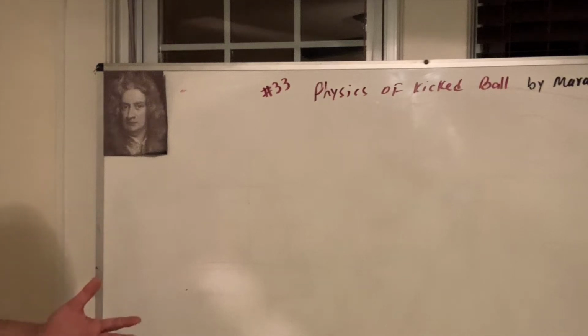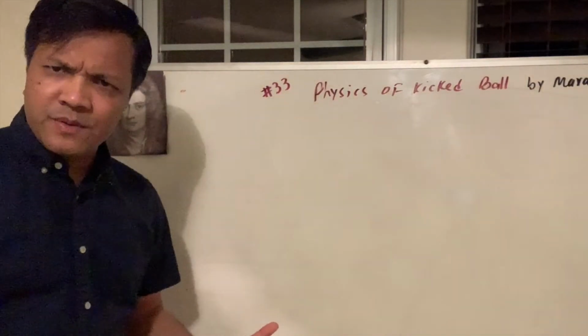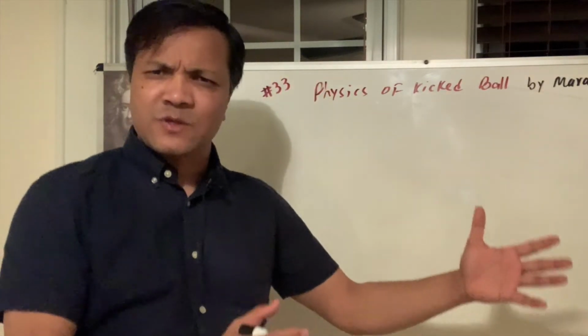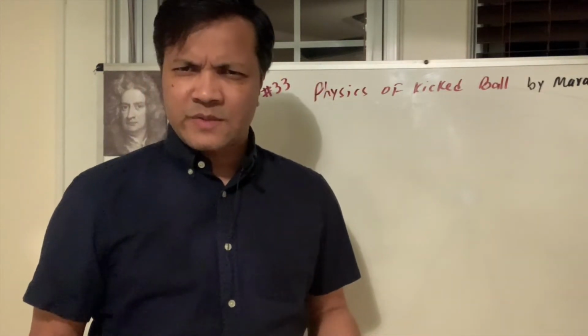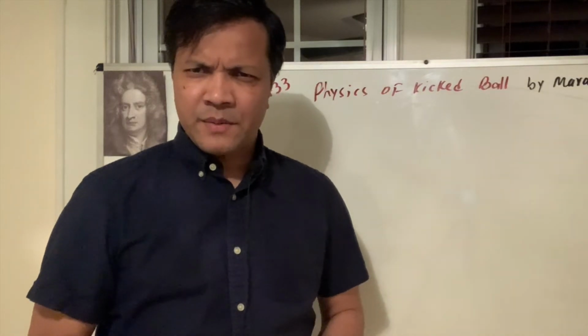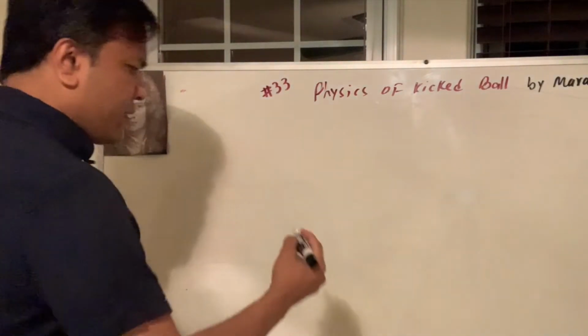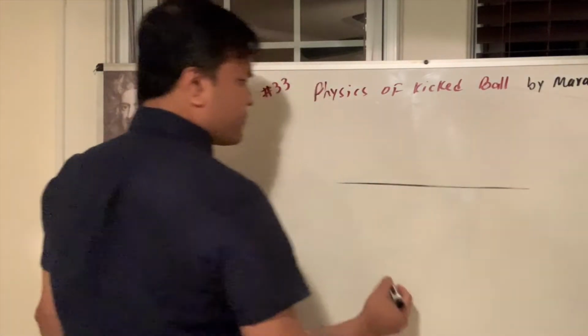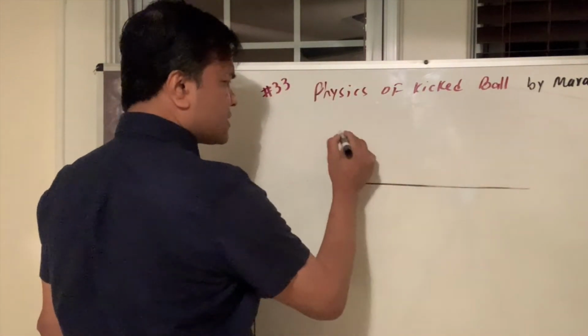Another kick by Maradona. So today we're going to try to understand the physics of kickball, and this time also a football was kicked by Maradona. So here is the scenario. Maradona kicked a ball from the center. So this is a football field.